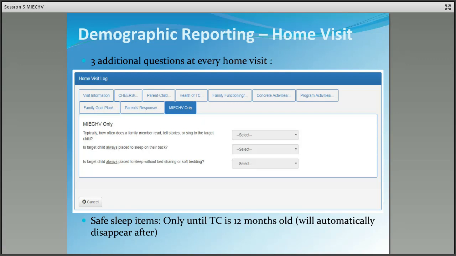We suggest that workers and their supervisors come up with ways of inquiring about these items without sounding too repetitive.